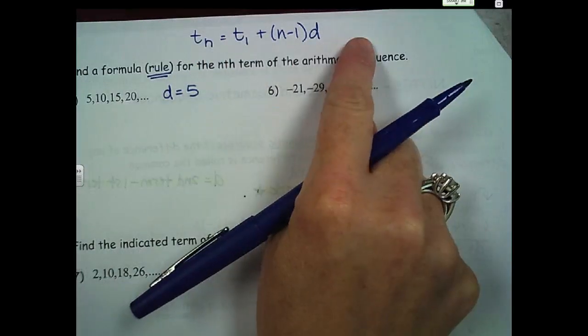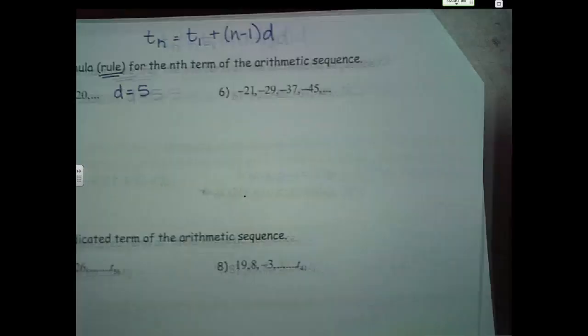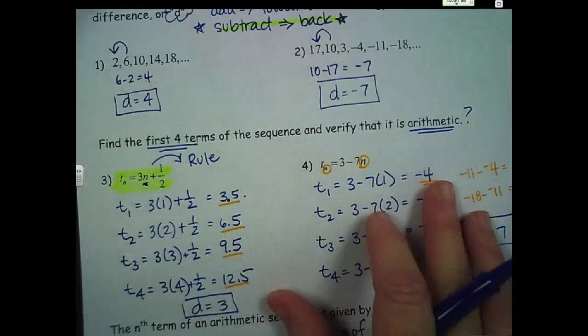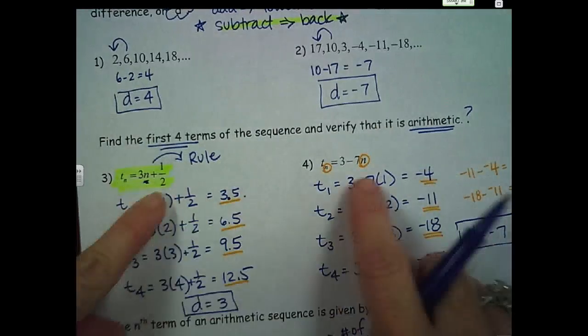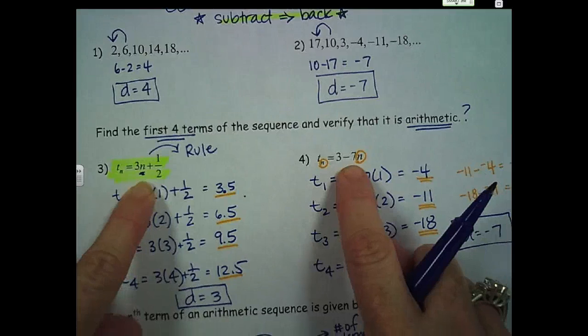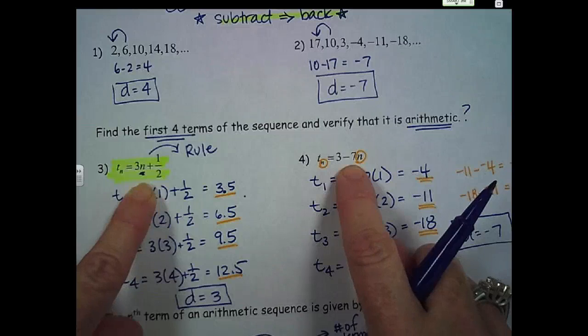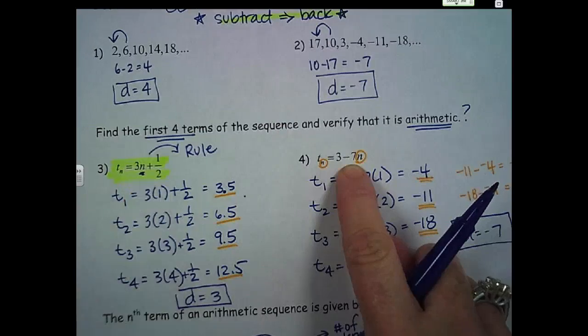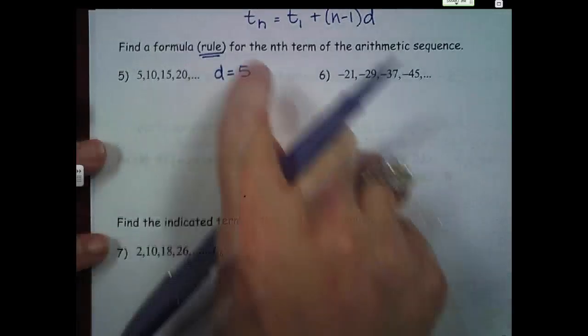Okay, since it is a rule, go back to the other page, I want to show you something. These were rules, weren't they? A rule needs an n in it. Because I want to say, okay, what's the 50th term? You plug in 50. What's the 100th term? You plug in 100, right? The rule needs a variable. So we're going to try to keep the variable. That's the point of a rule, so I can find any term I want. So let's plug this in.